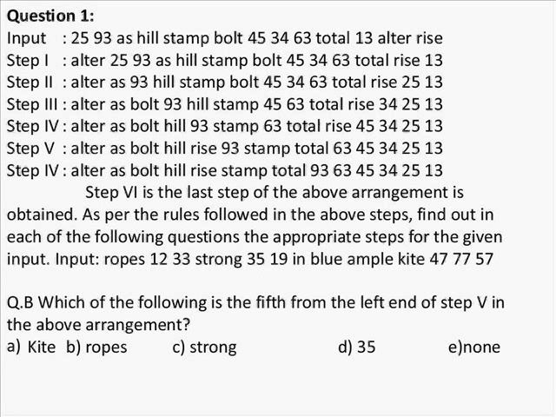Which of the following is 5th from the left end of step 5 in the above arrangement? Now you're not going to be bothered about numbers. You are going to be just checking. The first is step 5. First will come ample. Second will come blue. Third will come in. Fourth will become kite. Rope is automatically the 5th. That's all.